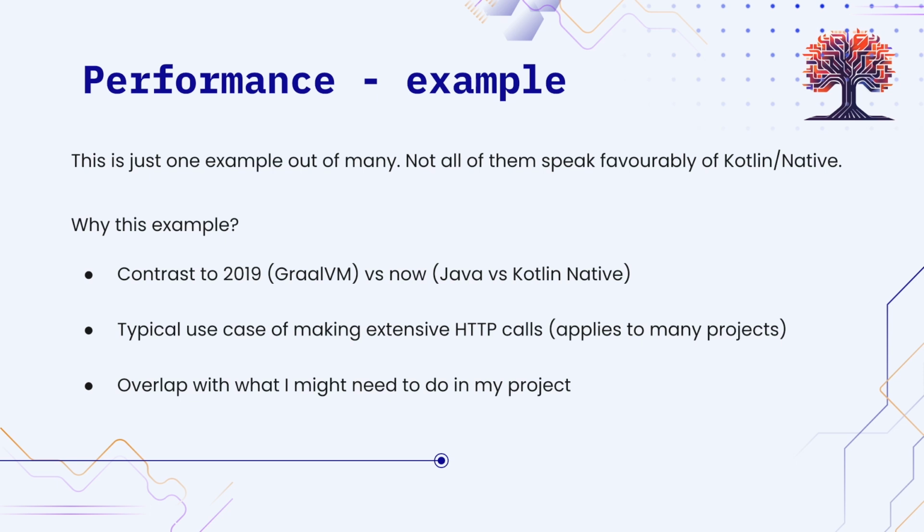Reason number one, it's a repeated experiment. So the author of the article actually did an experiment back in 2019, and back then it made sense for him to use Java and GraalVM. And now, 5 years later, he's still continuing on the same project. He re-evaluated and chose KMP for specific reasons. The second reason I chose this, that it's a typical network-intensive project, which I think is typical of many projects these days.